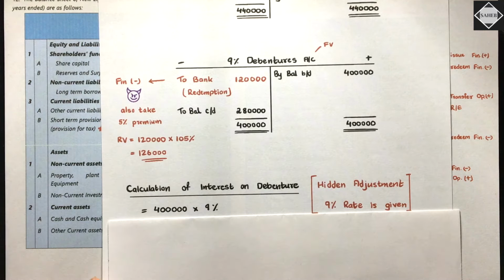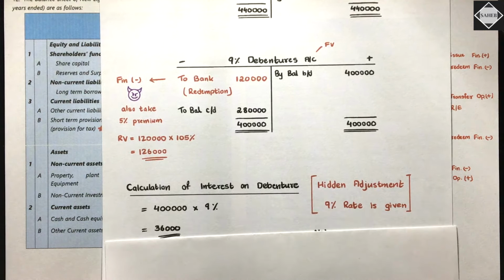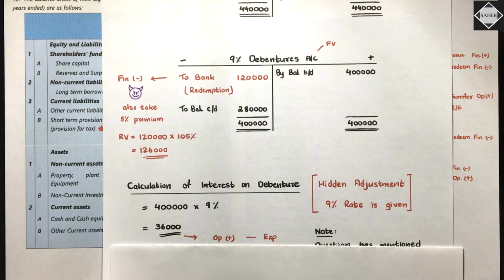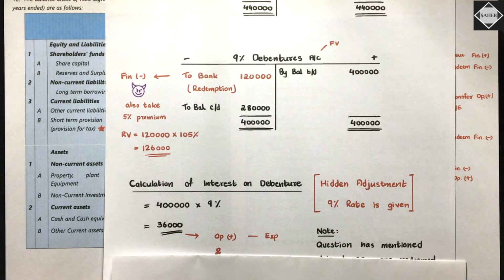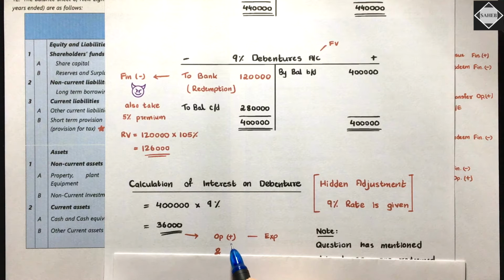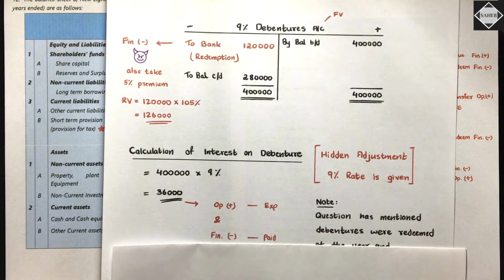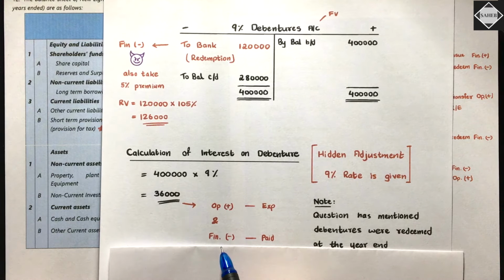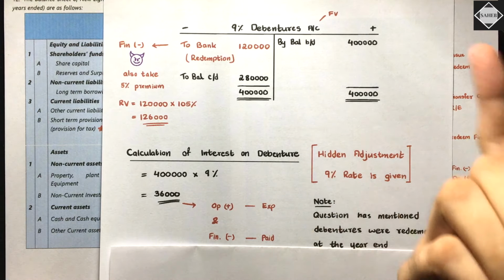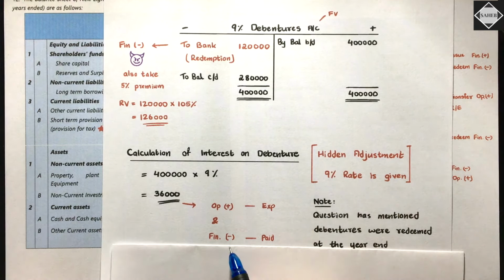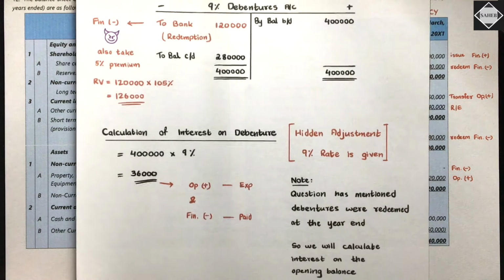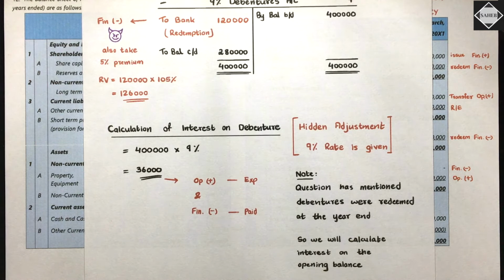So on everything you have to calculate the interest. Is it clear? So 4 lakh into 9%, that is equal to 36,000. What will happen of this 36,000? In operating activities you will add this as non-operating item, right? And you will subtract it in the financing activity because it's an interest that you have paid to the debenture holders, right? So you have to subtract that. Is it clear? See, a question has mentioned debentures were redeemed at the year end, so we will calculate the interest on the opening balance. Fine, simple and straightforward.